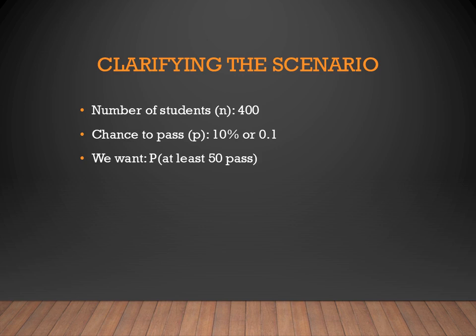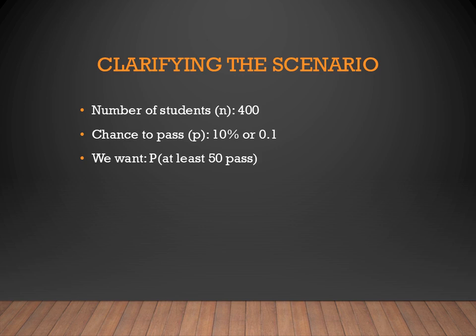Here's what we know. There are 400 students. Each one independently has a probability, or chance, of 0.1, meaning 10%, of passing the test. We're trying to find the probability, which we can call capital P, that at least 50 students pass. This is asking about a minimum number of successes in a large group of independent trials, with each trial having the same probability of success.